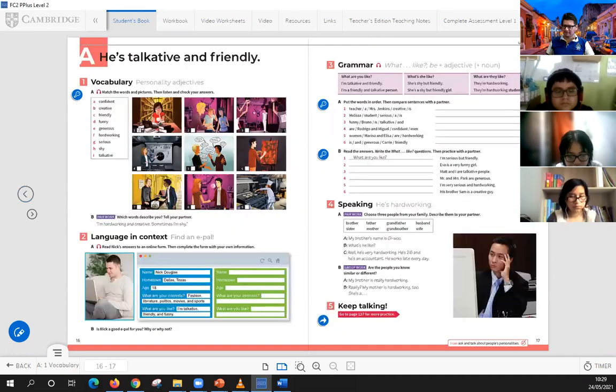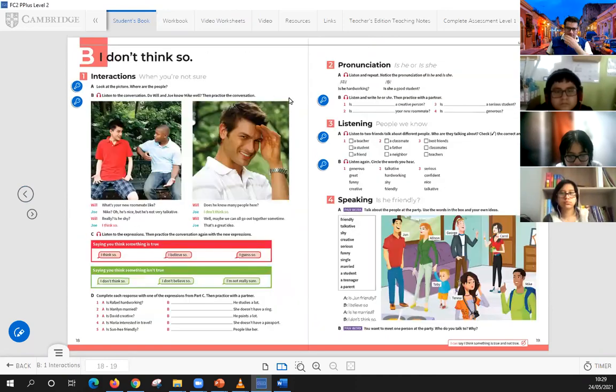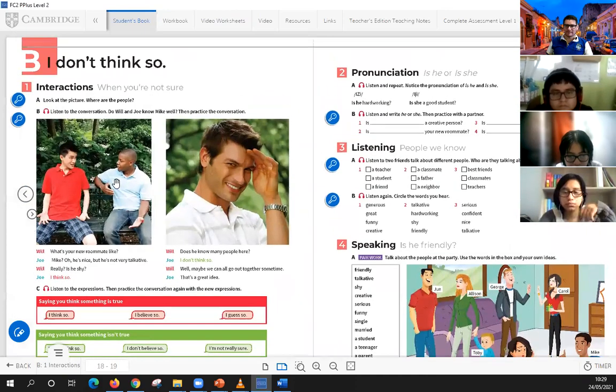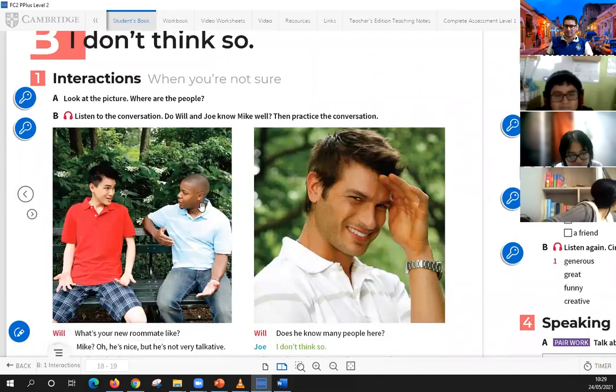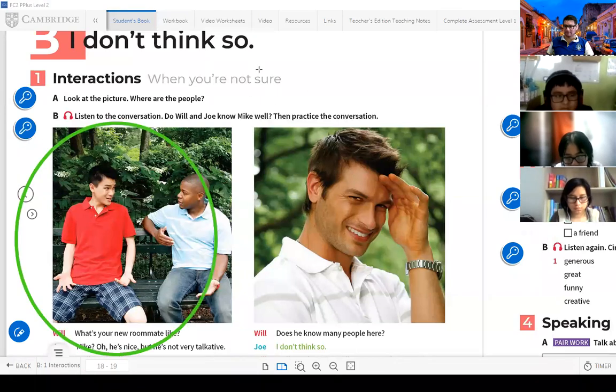Okay, here it says, I don't think so. For example, it says interaction where you're not sure. It says, look at the picture. Where are the people? What do you think? Where are these people? Are they at the school? Are they at the supermarket? Are they at the park? Where are they? What do you think? What's happening to them?